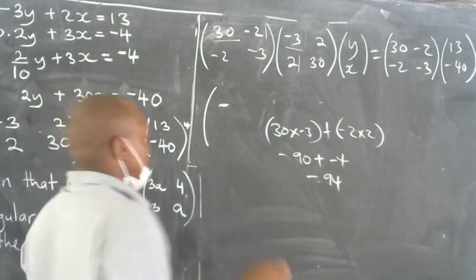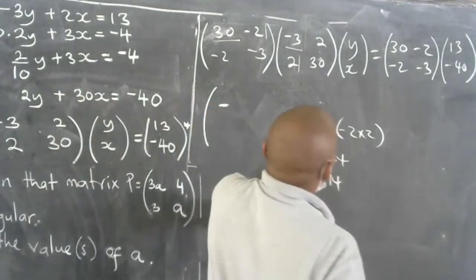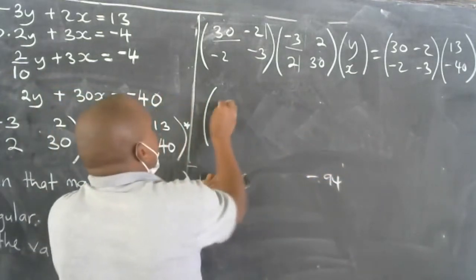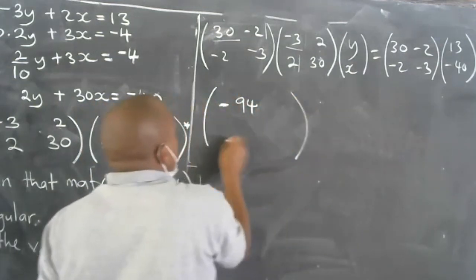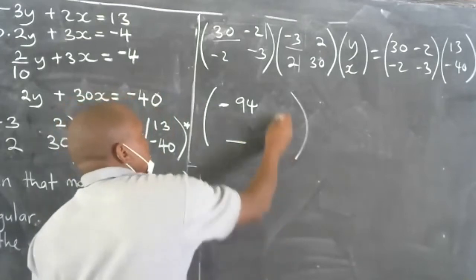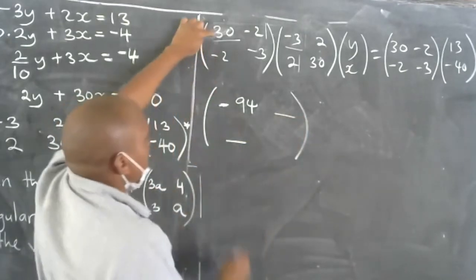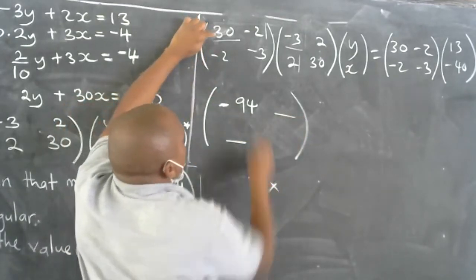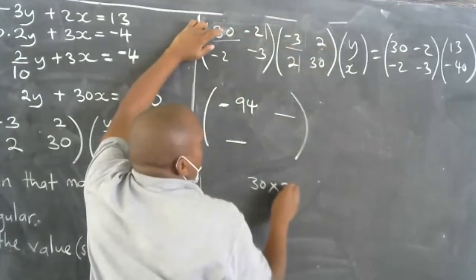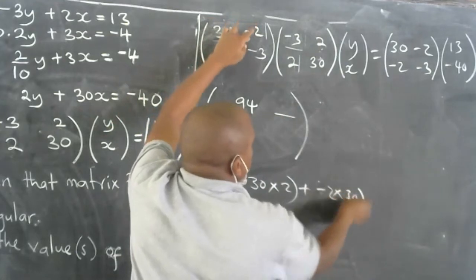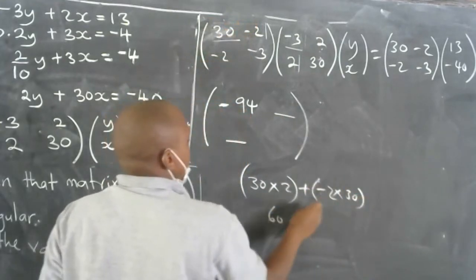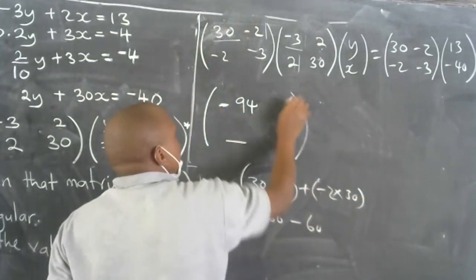Some people have not tried and they are telling me answers. We shall confirm. Negative 94. What was the answer here? Let us first finish this line. Yeah. 30. This 30 was 2. Plus negative 2 times 30. This is 60 minus, so this is 0.